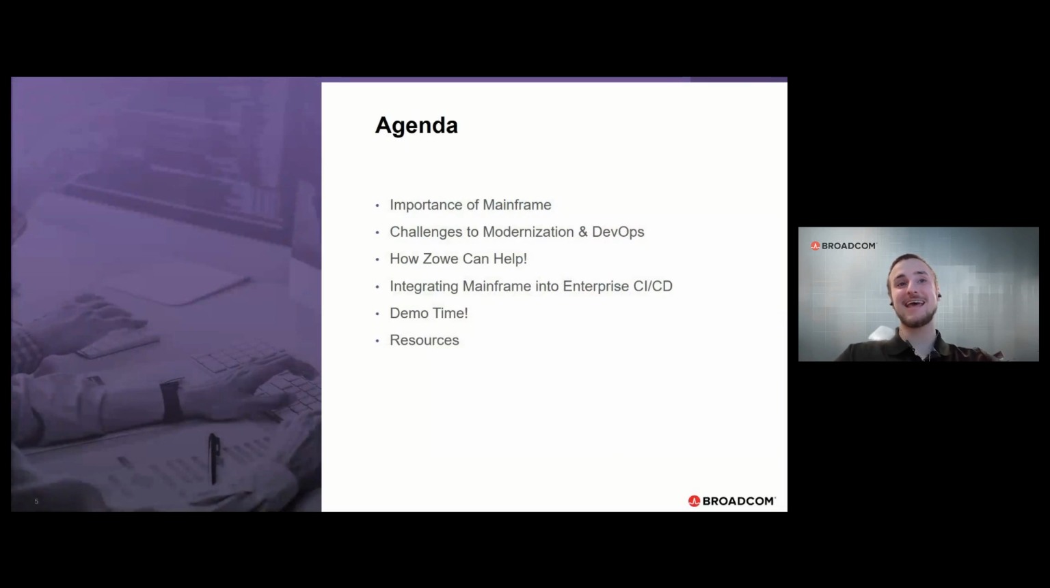The agenda for today: I want to briefly touch on the critical aspects of mainframe, why it's important to today's society and life as we know it. Also, the challenges that have faced the platform as far as modernization and DevOps enablement. I want to talk about the Zowe project and how that can help us achieve DevOps on the mainframe, and how we can integrate mainframe into our enterprise continuous integration and delivery pipelines.